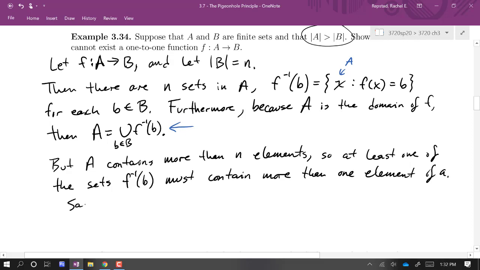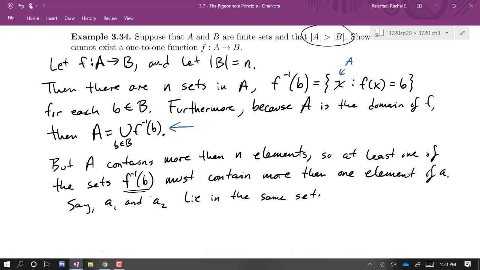So let's say a1 and a2 lie in the same set. Well, what it means to say that they lie in the same preimage set is that f of a1 is equal to f of a2, and that means that f cannot be 1-to-1.